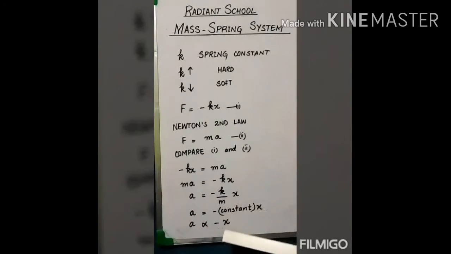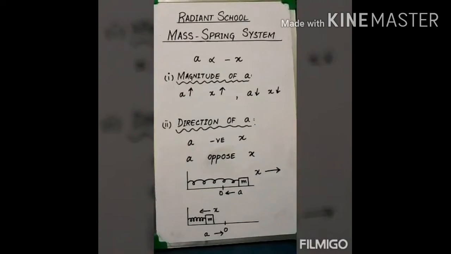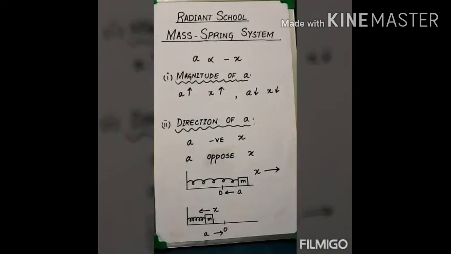How have I done this? Previously, we were converting proportionalities into equalities by introducing the constant. Now we will do the reverse. We will remove the constant. Then this equation will become a proportionality, that is, a is proportional to minus x. Now we will conclude by studying this proportionality, a proportional to minus x.